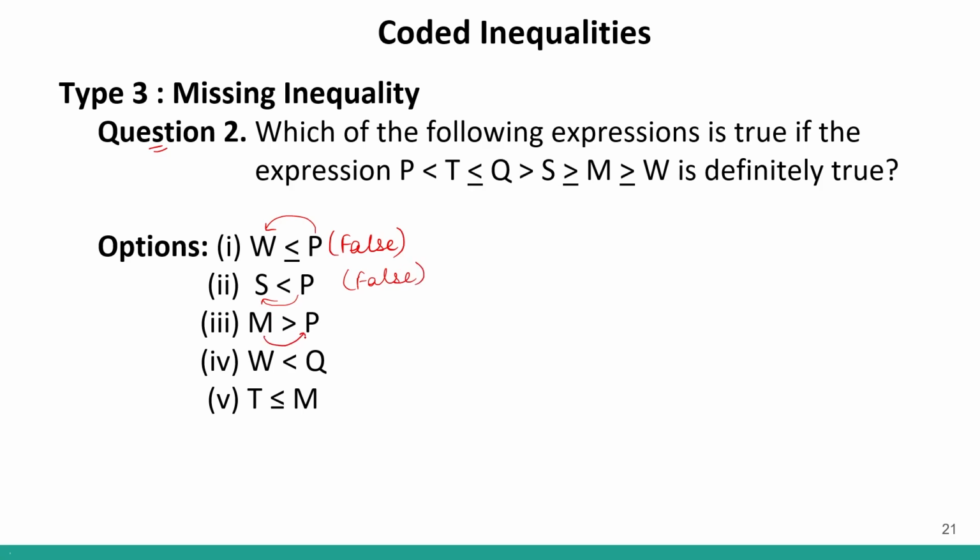M is greater than P means we will go from M to P. So over here, I can see this side. We can go. But can we go from M to P? Can we go this side? No, because we have a smaller door over here. So this is also false. Okay. Coming to the fourth. Q is greater than W. So we will move from Q to W.